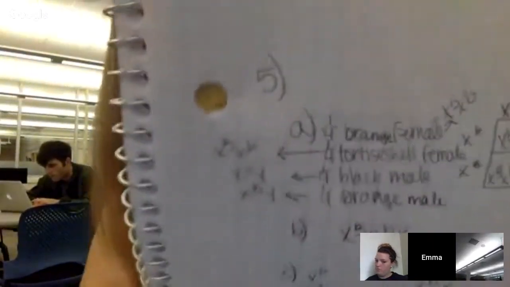Okay, so for number 5, we're talking about X-linked inheritance and reciprocal crosses. So for A, they're wanting us to cross an orange male cat to a tortoiseshell female cat. So when you cross them, we did our little Punnett square right up at the top.